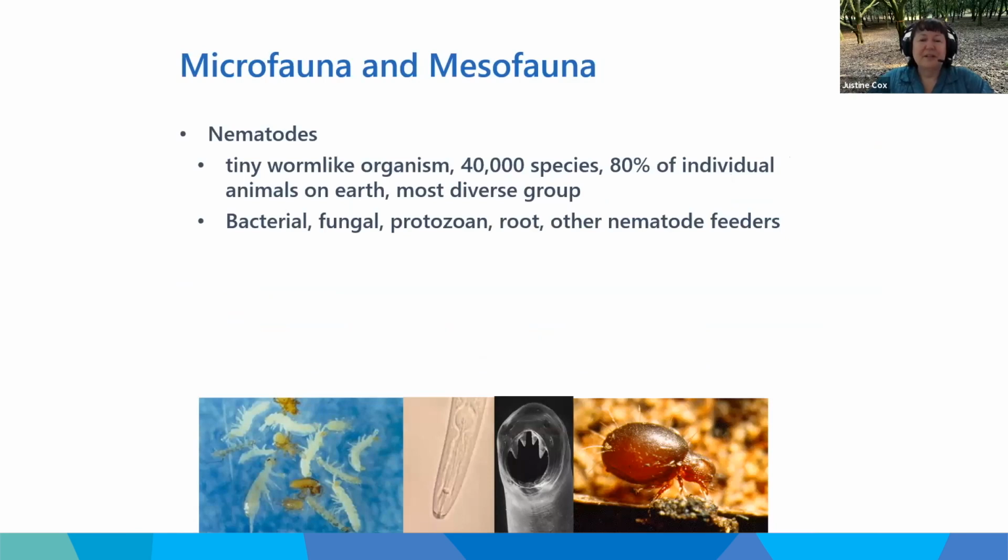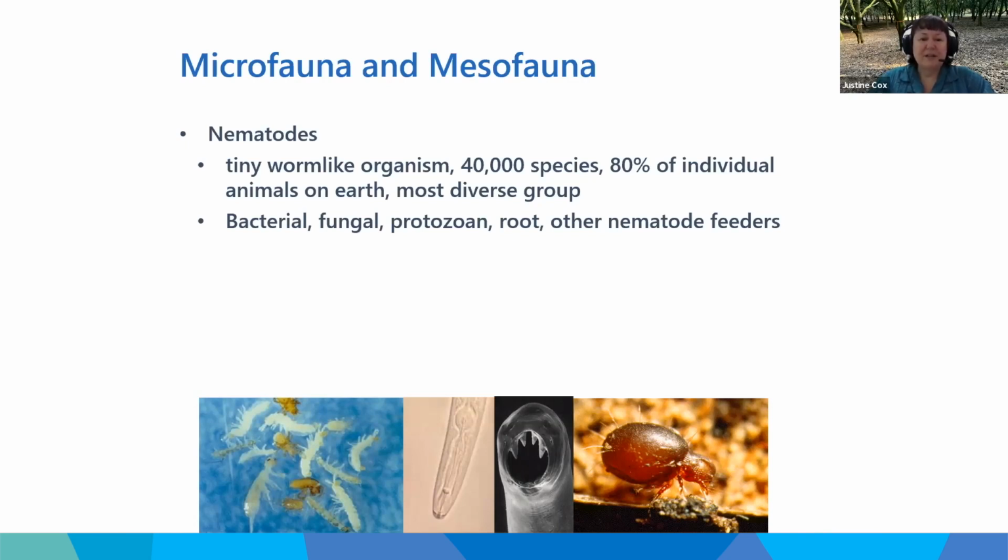So nematodes. Nematodes are a tiny worm-like organism. You can hardly see them, but they're the most diverse group on the planet. There are 40,000 species that we know of, and there are probably more. 80% of the individual animals on Earth are nematodes, and they are everywhere, and they're mostly beneficial. Although sometimes you hear very bad press about nematodes, that they do cause a lot of diseases, the majority of them are very essential parts of the soil food web.